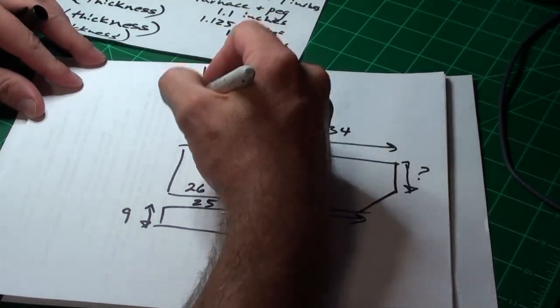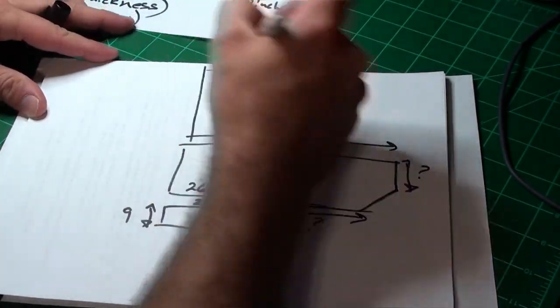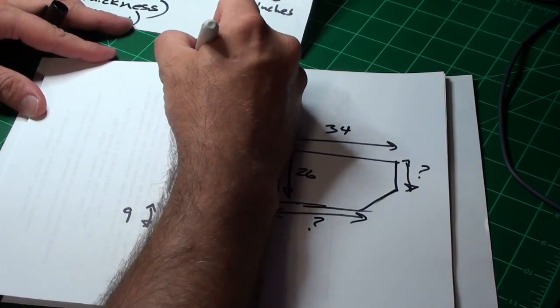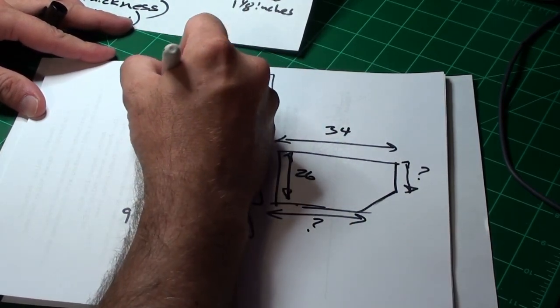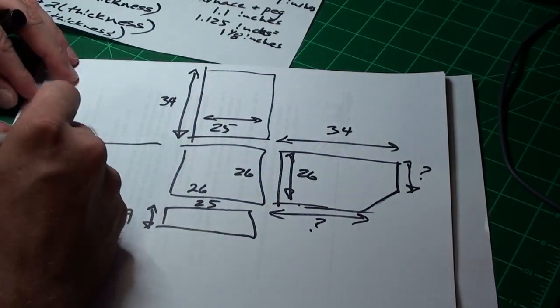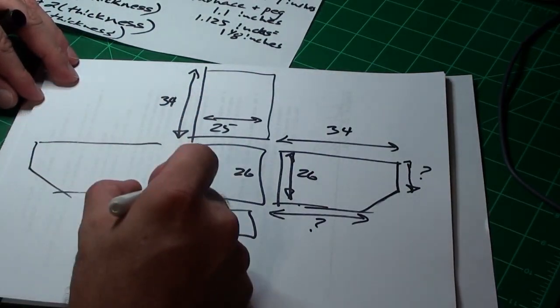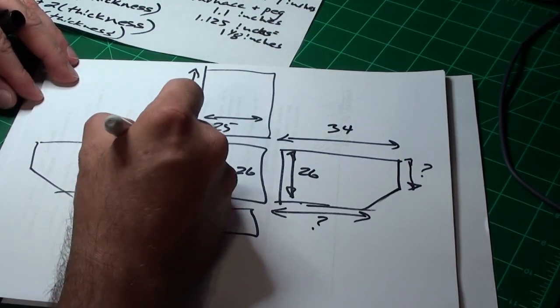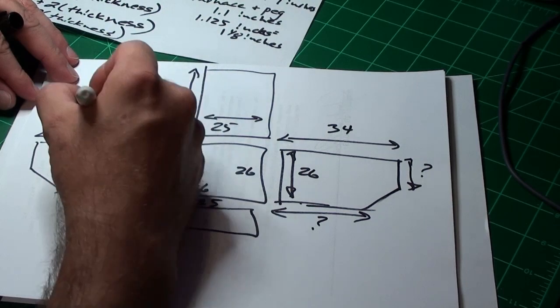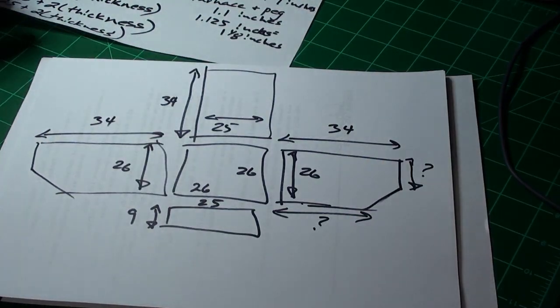The back here, this was 25 inches this way, and I made this 34 inches also. And of course this side over here mirrors this side here, with this dimension being 26 and this dimension here being 34.